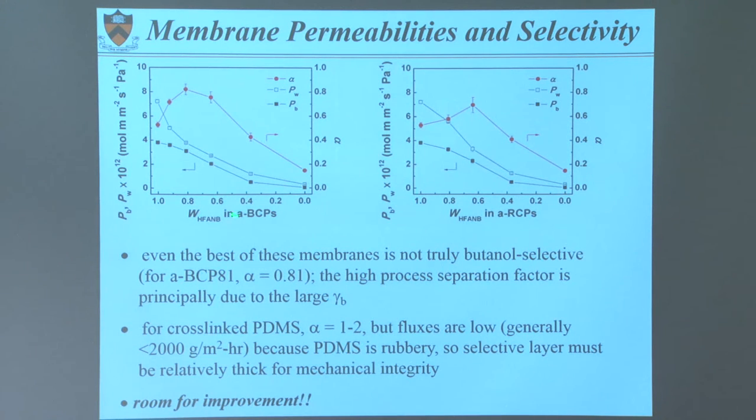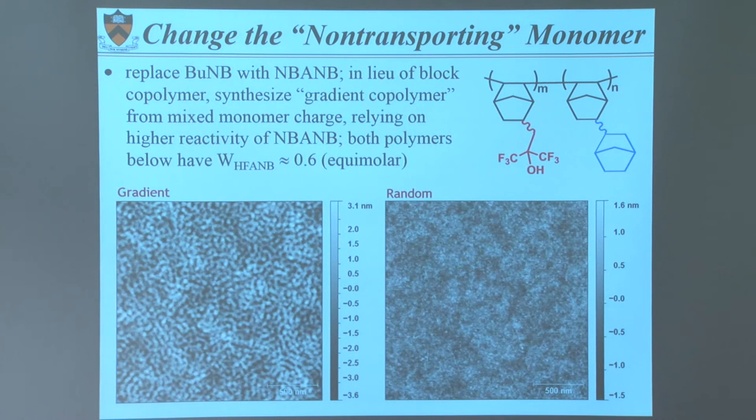After getting very excited about this, we realized there's still room for improvement. PDMS is about 1 on this scale. But now that we recognize that the other unit is not inert, we decided to change it to this norbornene, which has bigger free volume. We thought it might work well. It doesn't polymerize too well, but we can make gradient copolymers that microphase separate and random copolymers that don't.